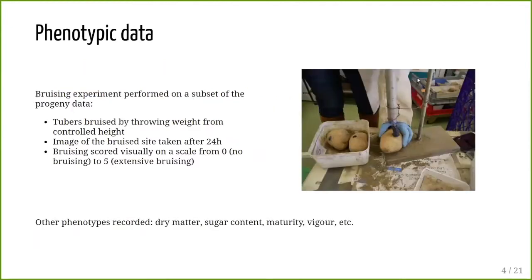The phenotypic data that we have comes from a bruising experiment that was performed on a subset of the genotyped progeny data. So basically, the tubers were bruised by throwing a weight from a controlled height. And then after 24 hours, the bruising was recorded and then scored visually on a scale from 0 to 5. And so that was performed for several biological replicates. So the actual phenotype that we obtain is the mean of a bruising score, or bruising mean score, if you want.